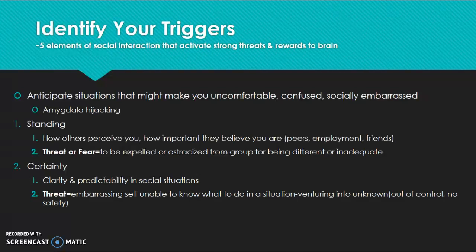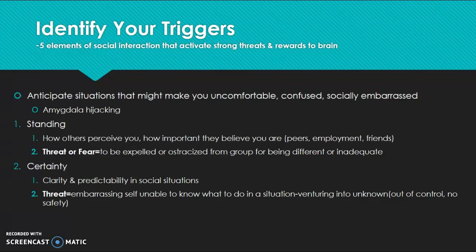So 1 is standing. How others perceive you, how important they believe you are, your peers, and people you work with, your friends. This could affect you because you could feel expelled or ostracized from the group for being different or inadequate in certain situations, and that could engulf in amygdala hijacking.